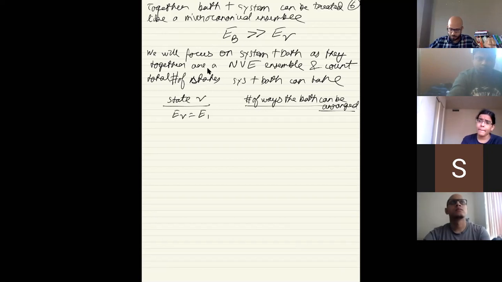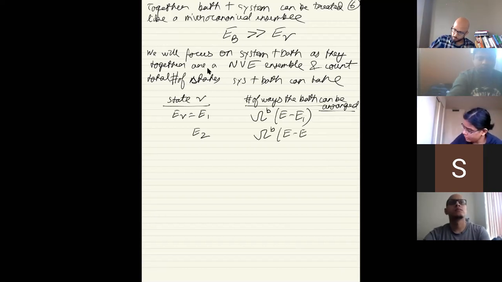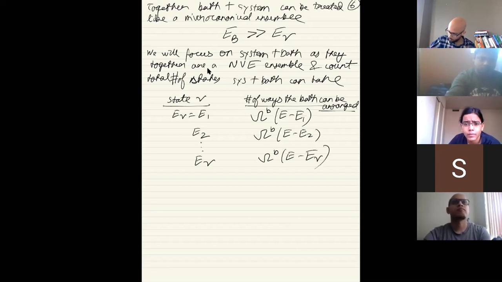So now you can calculate omega, and I will put a subscript bath because I'm treating the bath as a microcanonical system, of E minus E1. This is the number of microstates the bath can take, right? If the energy is equal to E2, the number of microstates the bath can take is omega bath of E minus E2. Dot, dot, dot, if the energy is equal to E nu, the number of microstates the bath can take is omega bath of E minus E nu.